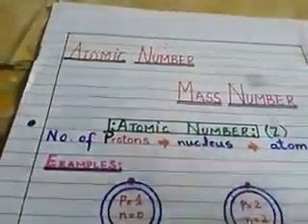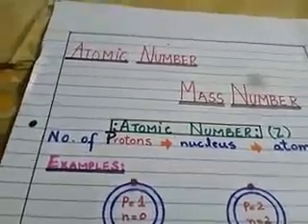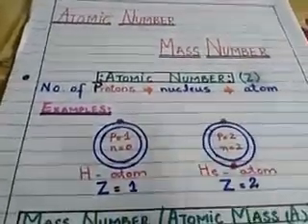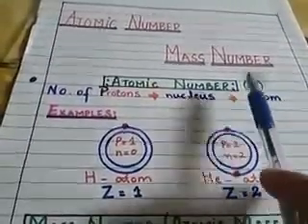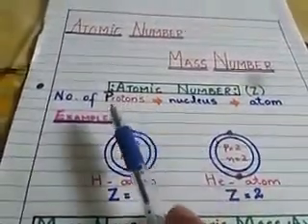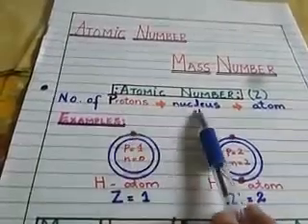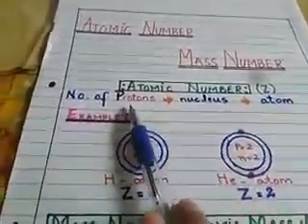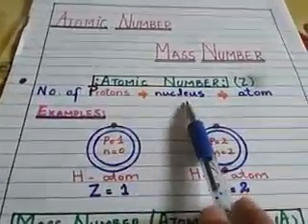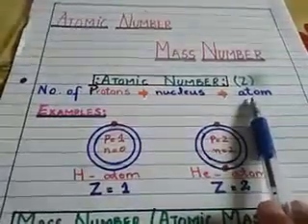Today's lecture is arranged by Radiant Secondary School and the topic of discussion for today is atomic number and mass number. So first of all, we will discuss atomic number. Atomic number is represented by the alphabet Z, and how can we define atomic number? It is the number of protons present in the nucleus of an atom.